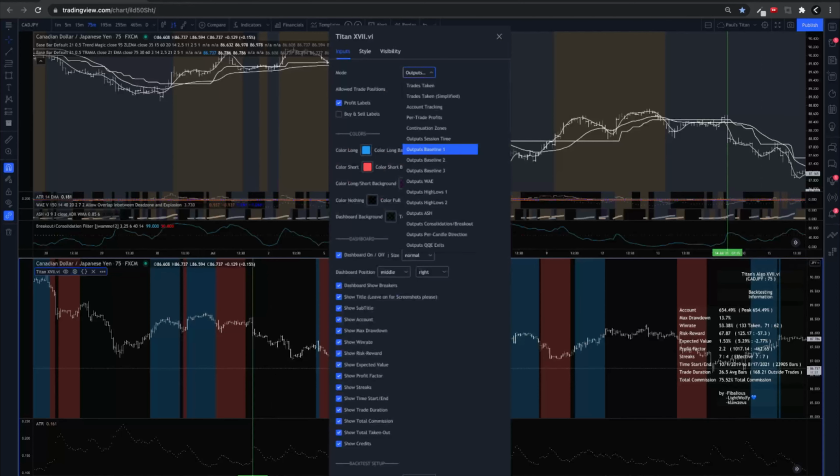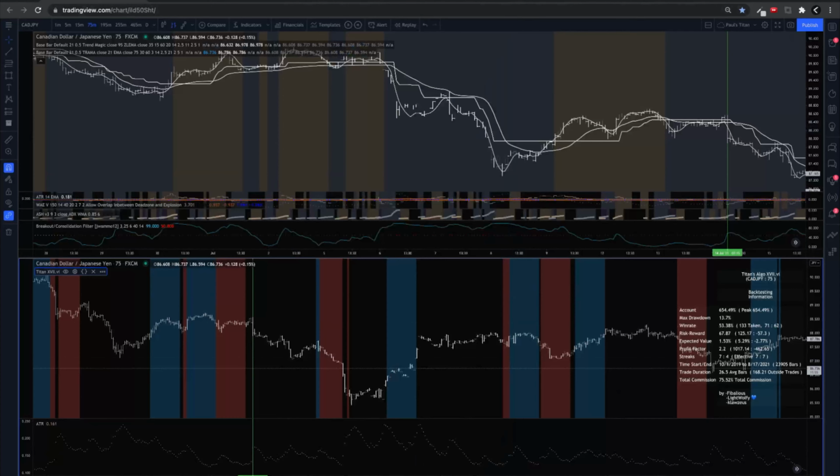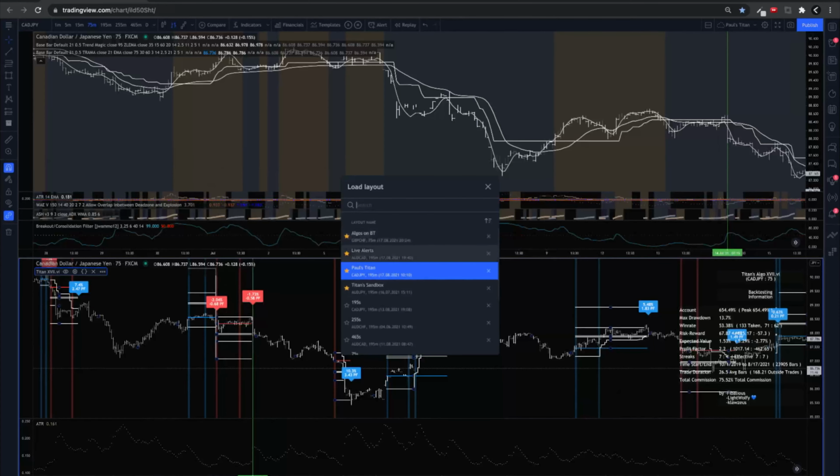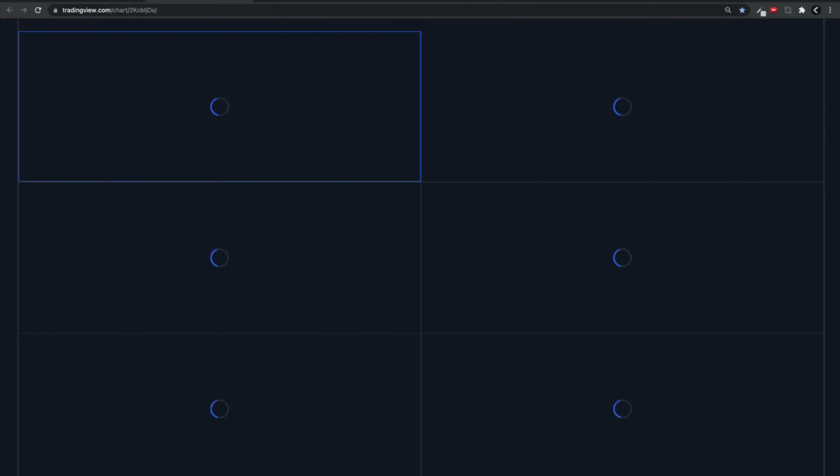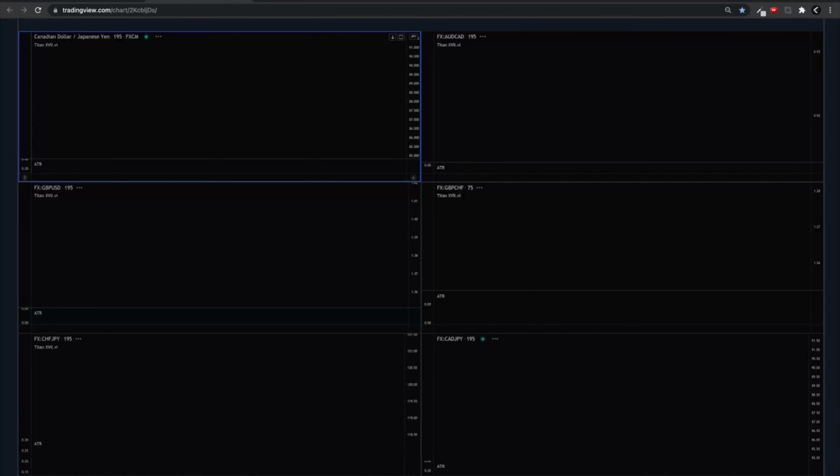That looks awesome, that dashboard. I'm really glad that we did that. And I kind of knew. I was like, I know that I can get that CAD JPY to be better. Because look at what CAD JPY is right now.